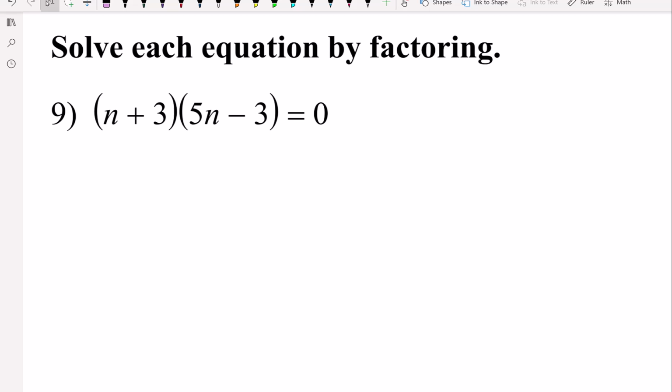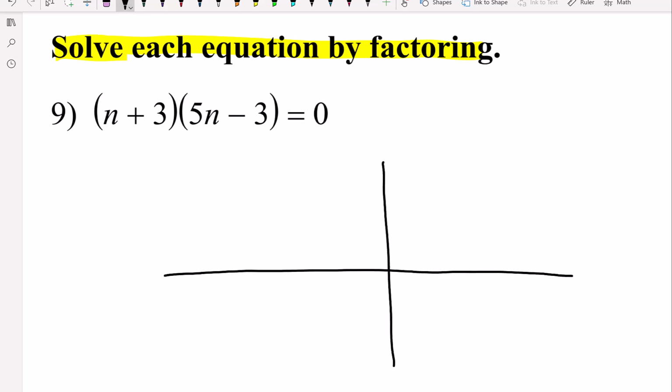Okay, now that we've worked on factoring, the next step is to solve. But what I want to explain first is what the heck does that even mean when you're solving a quadratic? So let me show you visually what's happening. A normal quadratic, say the parent graph, looks like this, and it is a parabola.